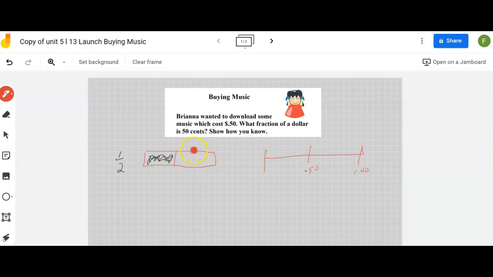So on our Jamboard, a couple of strategies that you could have used that we've already practiced is the tape diagram. You could have represented the entire diagram whole as $1 and half of it shaded in here. If you use the number line, you could have represented the whole as $1, and you could have represented 50 cents right here in the middle. So those are two different ways that you could have done it.